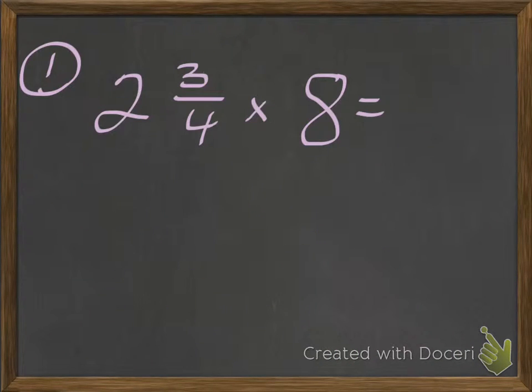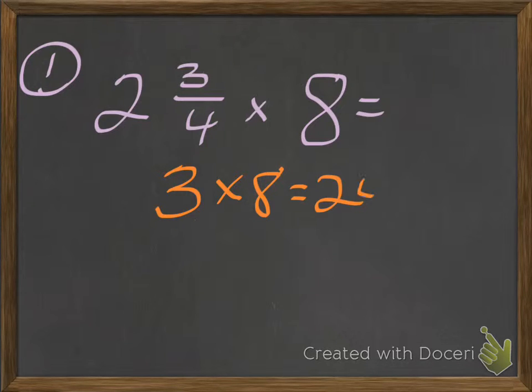Okay, let's practice. 2 3/4 times 8. Now, before I start, something I could do is use my number sense and think about what would be a good estimate for this. So I know what my answer is going to be close to. I know 2 3/4 is close to 3. So 3 times 8 is going to equal 24. So my answer is probably going to be close to 24. Let's find out.